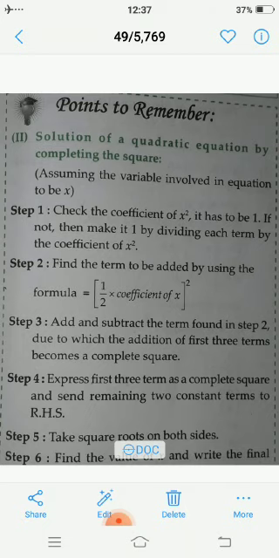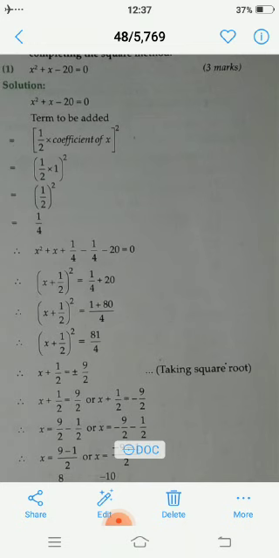Now we'll take an example so that your idea of this concept will be clear. Here I have given you a question of quadratic equation, and you have to solve it by using the completing square method. So what is the question given here? x square plus x minus 20 is equal to 0.